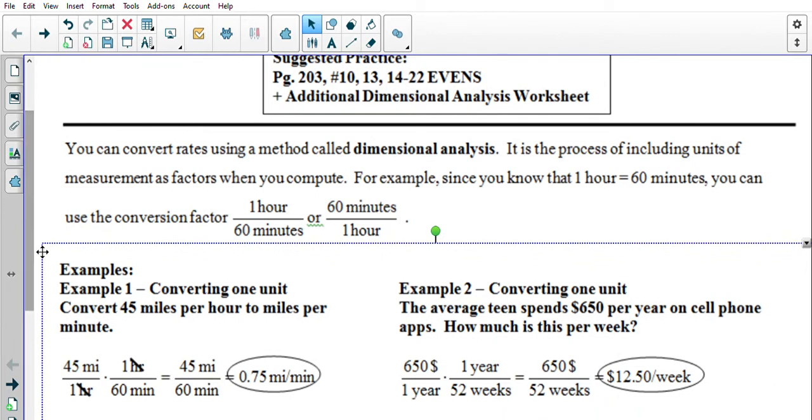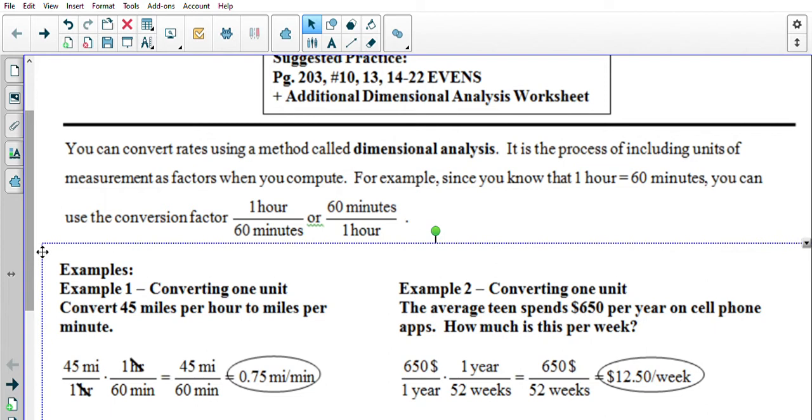For example, since you know that 1 hour equals 60 minutes, you can use the conversion factor 1 hour over 60 minutes or 60 minutes over 1 hour. We'll talk about how we know whether the hour goes on the top or the bottom or vice versa, how we know what order we need to put those values in.